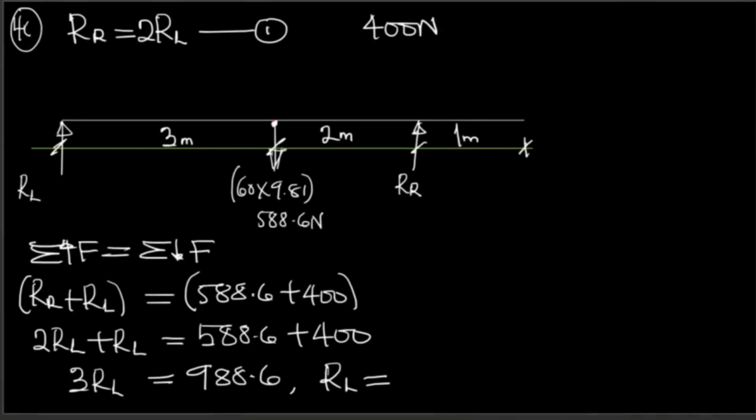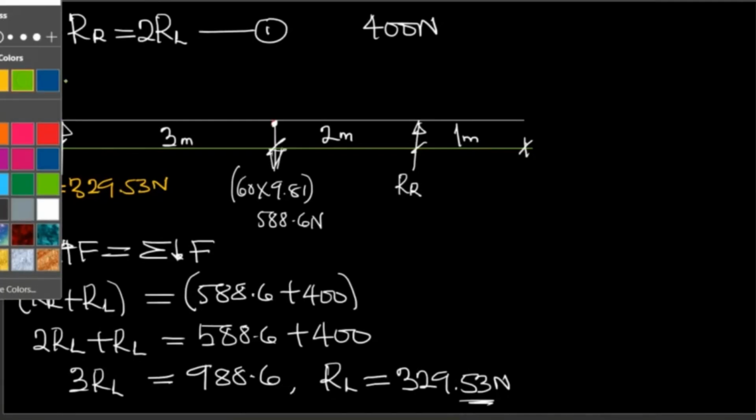The reaction on the left hand side is 988.6 divided by 3. Guys, I realized that we spend too much time on one question. So this is 329.5. Remember, the reactions are not the same. The one we got here is the one on the left, which is 329.53 newtons. Now we can determine that on the right hand side.